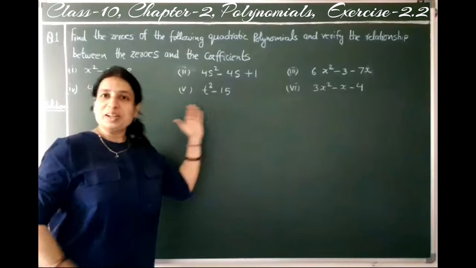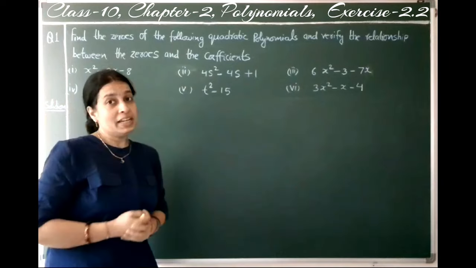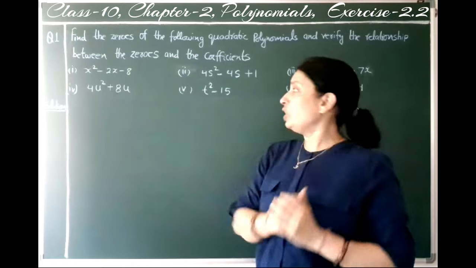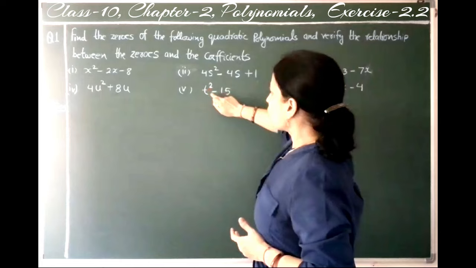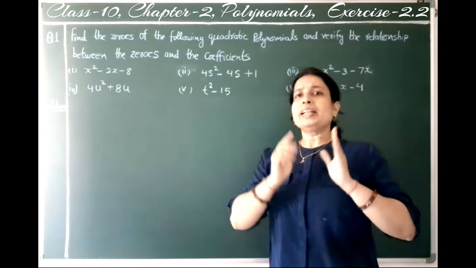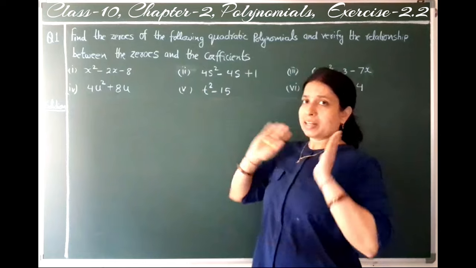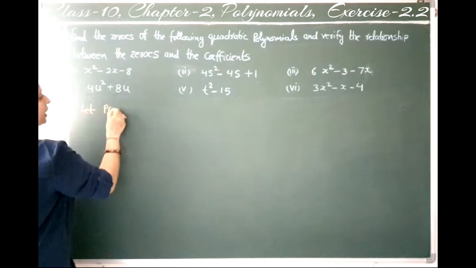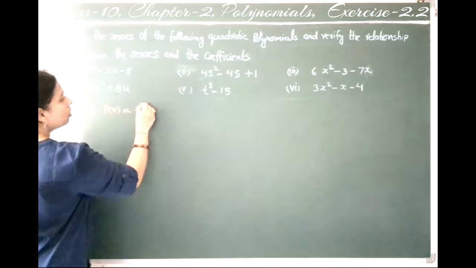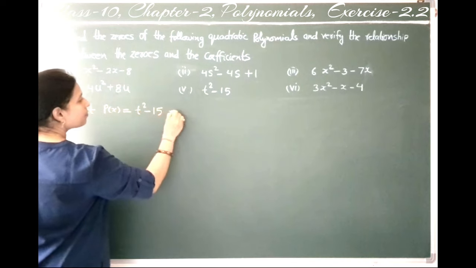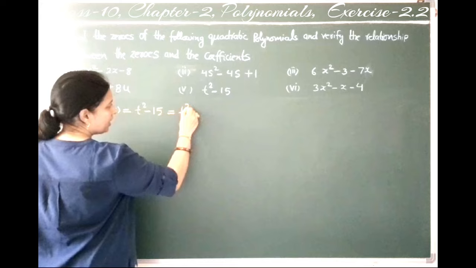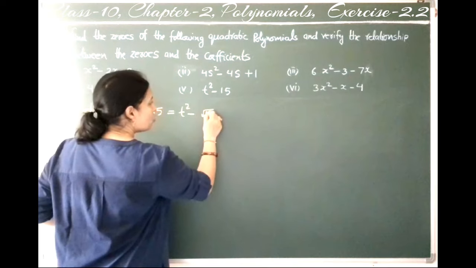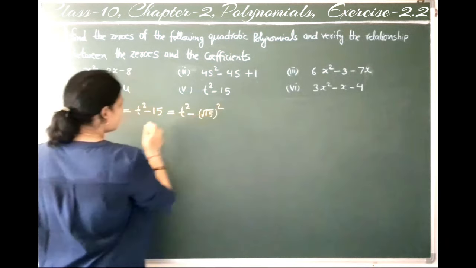And the next one is the fifth one. It is t square minus 15. Here no term of x is given, which means the coefficient of x will be 0. So here it is given t square minus 15. First we have to write, let px is equal to t square minus 15. Then write t square. 15 can be written as root 15 whole square.